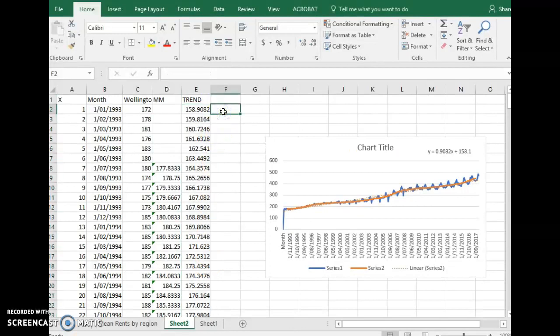The next step over here is to look at the difference between the raw data and the trend. So this is raw minus trend equals this cell, which is the raw, minus this cell, enter. So in January 1993, we're $13 above the trend in January.